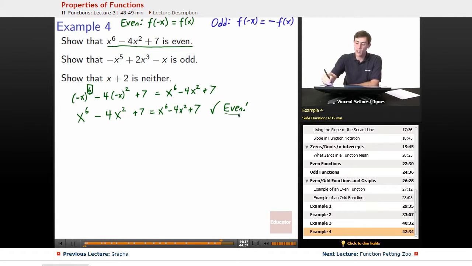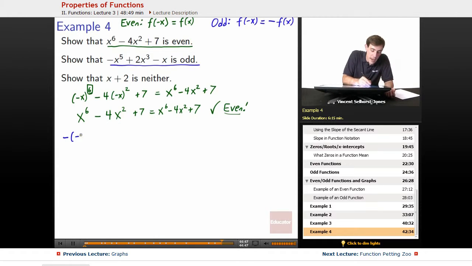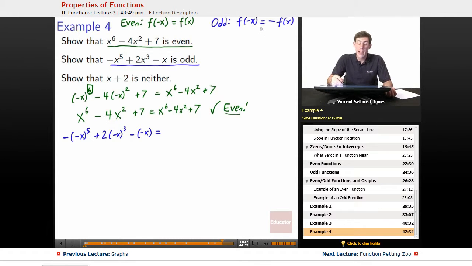Great. Next one, let's look at odd. Negative x to the 5th plus 2x cubed minus x is odd. We'll do the same sort of thing. We'll plug negative x's in on the left side. So negative x to the 5th plus 2 negative x cubed minus negative x. What's going to go on the right side? Well, remember, if we plug in the negative version of the number, then it's the negative of what we'd get if we'd plugged in the positive version of the number. Plugging in the positive version, that's just the normal x going in. Negative x to the 5th plus 2x cubed minus x.